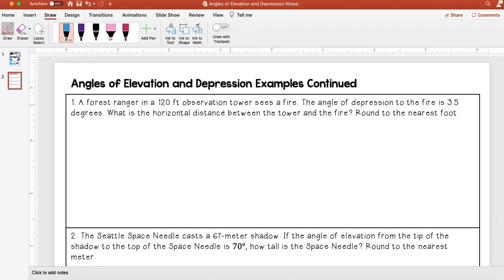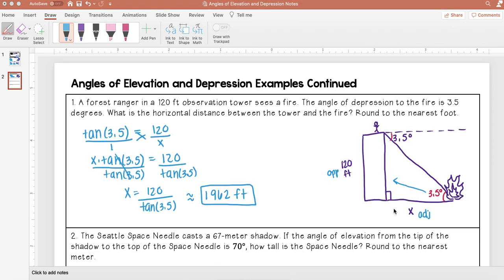Go ahead and pause the video. I want you to go ahead and try number 1. So the answer you should have gotten for problem 1 was 1,962 feet. And so this one was an angle of depression again. And so that means that the watchtower is looking down at the fire, and that angle is 3.5. And remembering from our properties of parallel lines cut by a transversal, that means that this angle down here is really 3.5. And so I have an opposite and adjacent, so I needed to use tangent here.